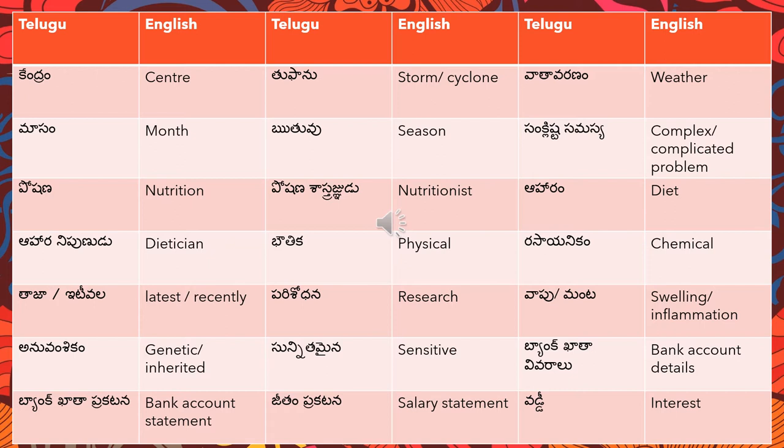Taja or itivala, that means latest or recently. Anuvansikam, that is genetic or inherited. So where do we come across this word? They will say, idoka anuvansika rogam, so in that case it will be a genetic or an inherited disease.